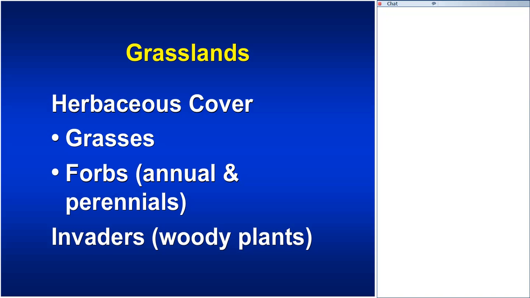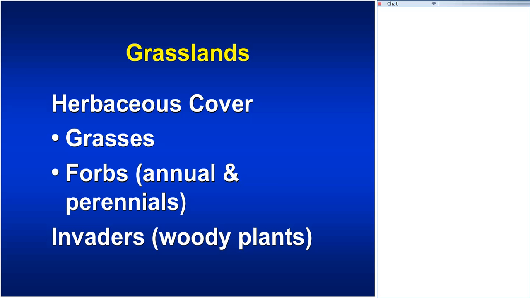So let's talk a little bit about grasslands. Basically they're dominated by herbaceous cover, grasses and forbs, and as I mentioned, forbs are broadleaf flowering plants, and basically we're talking about annuals and perennials. This is important as we move forward and talk about management, whether we're talking about managing for annuals or perennials, forbs, and some of the strategies to do that. And really often we want to try to manage for a mix of those. And so that'll come up in our management a little bit later.